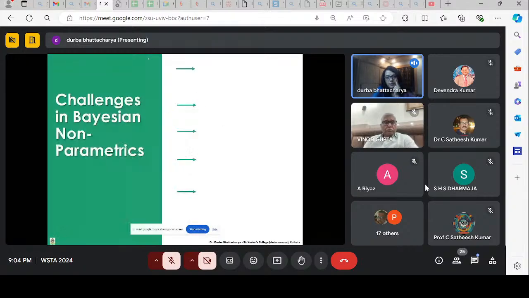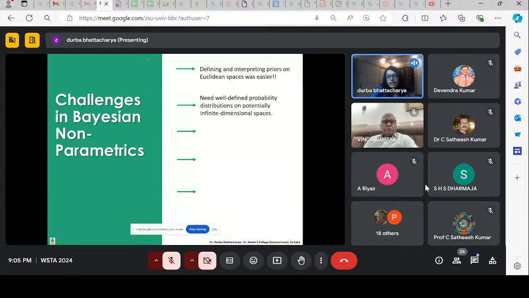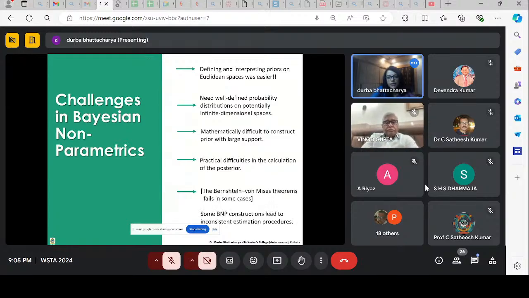So what are the challenges of Bayesian non-parametrics? How to define priors on functional spaces or infinite dimensional spaces. That is the first challenge of Bayesian non-parametric problems, because as we all can understand, defining priors on Euclidean spaces was much easier. So what we need to do is develop well-defined probability distributions on these infinite dimensional spaces. Secondly, mathematically, it is difficult to construct priors with large support, and there are practical difficulties in calculation of the posterior, which is very obvious.